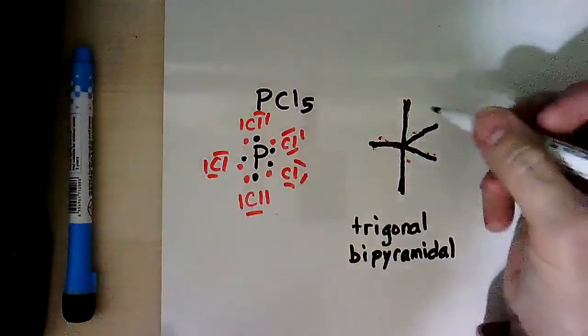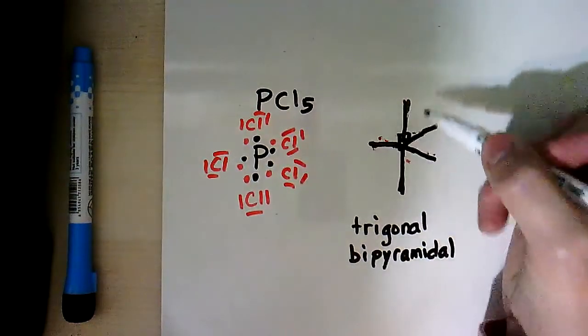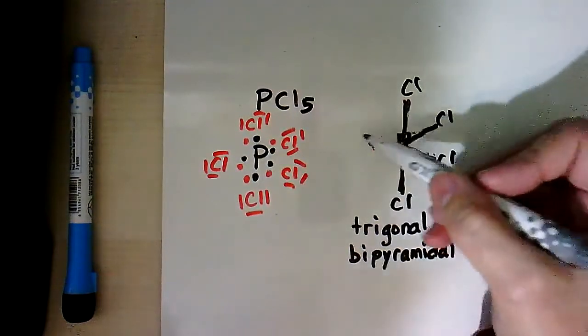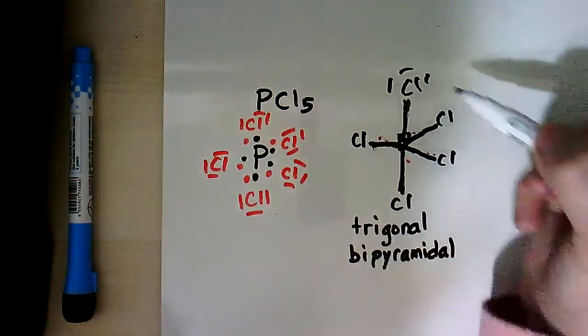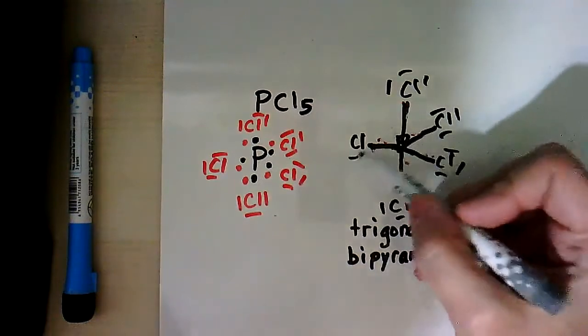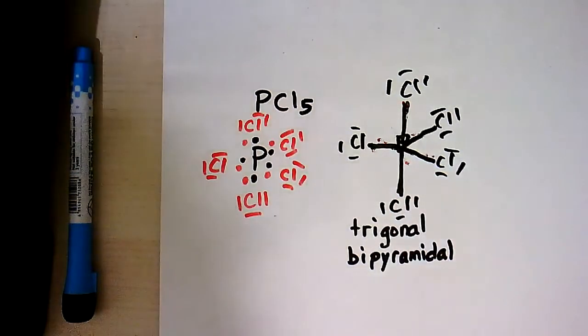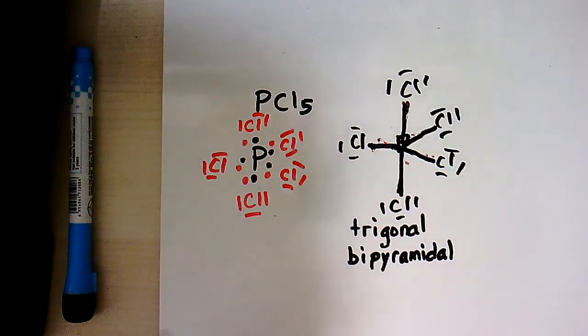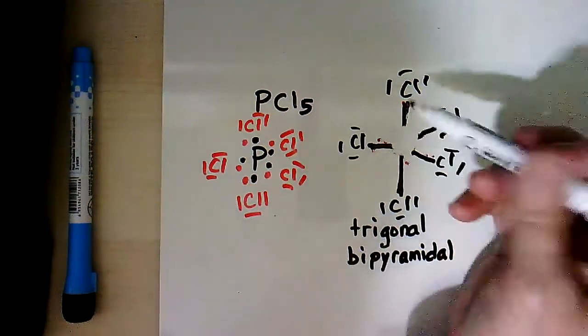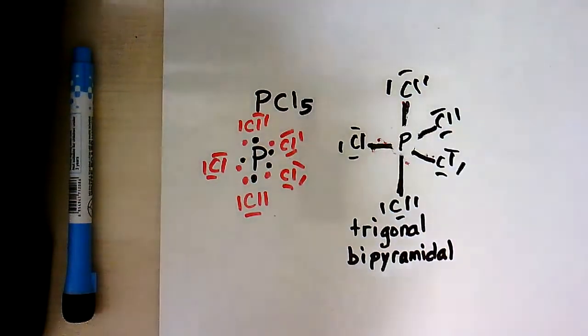Okay, so phosphorus would be in the middle, and then the chlorines would be in each position. And you can show the unshared pairs of electrons. If you're asked to draw a Lewis dot structure, it's important to always show the unshared pairs of electrons. And to make the phosphorus a little clearer, I'm just going to erase a little spot in the middle and put the phosphorus. Okay, so this explains the molecular geometry of phosphorus pentachloride.